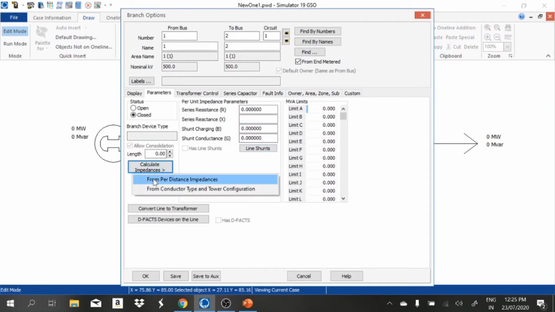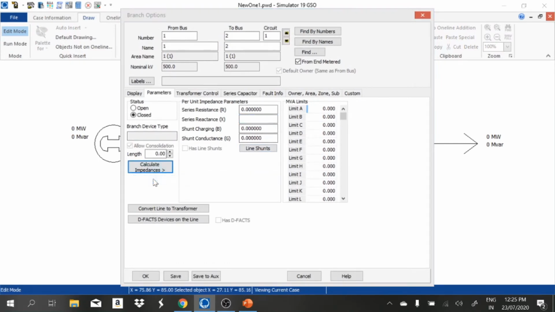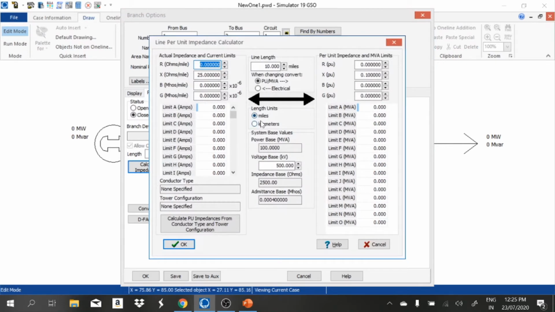Calculate impedance from per distance impedance. Here the length unit is kilometer. In our problem we are taking a 300 kilometer length, and the reactance is 0.34, shunt admittance 4.5 into 10 to the power of minus 6, and the base MVA is 100 MVA, base voltage is 500 kilovolt.